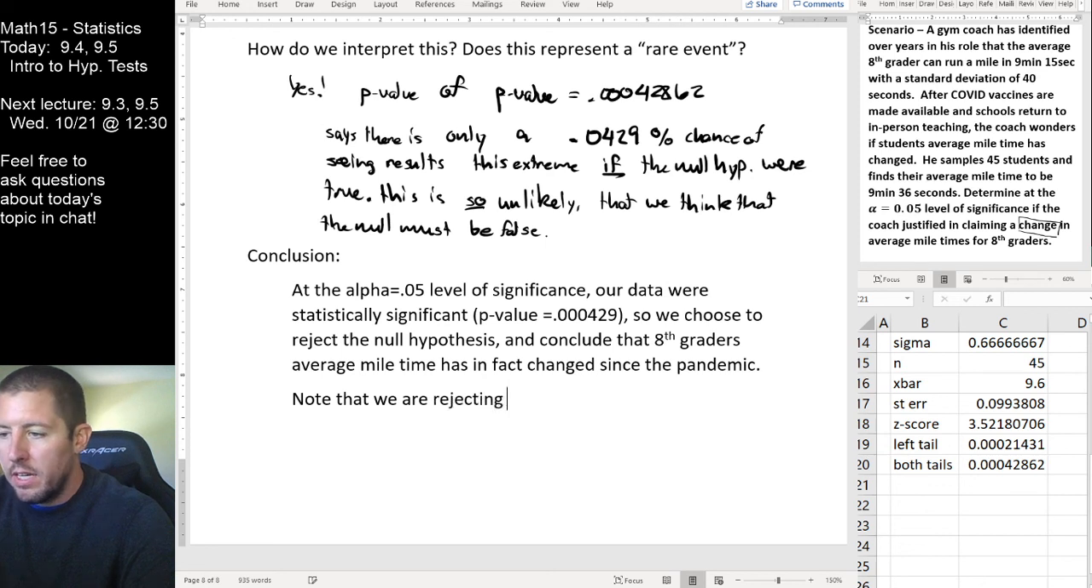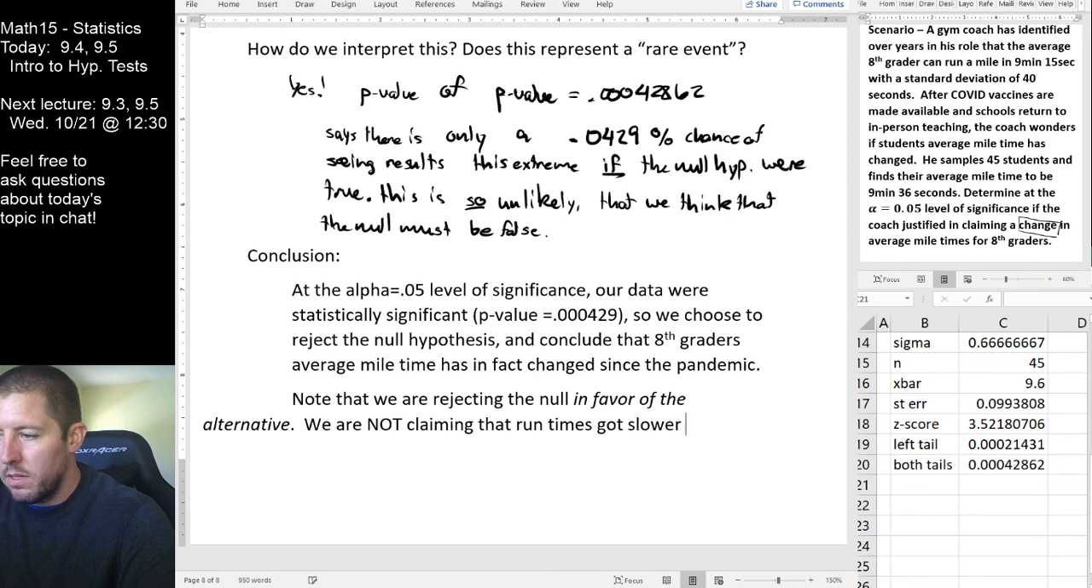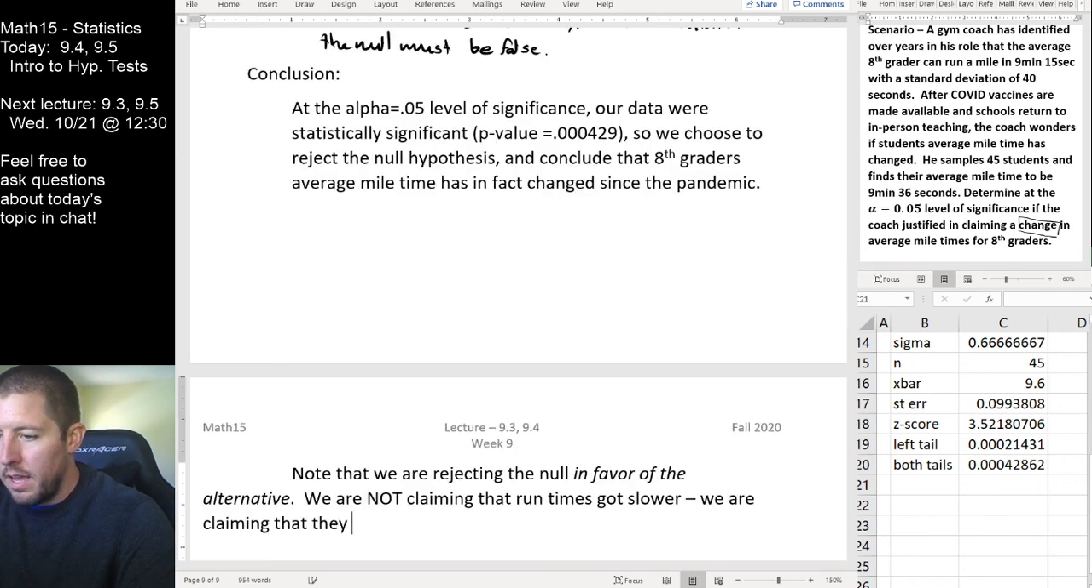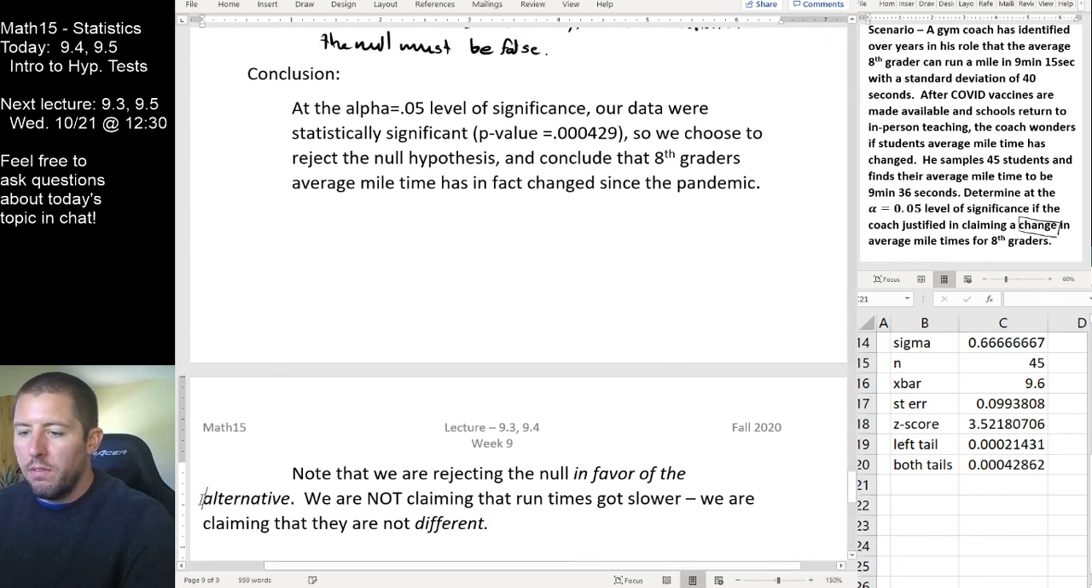Notice that we are rejecting the null in favor of the alternative. We are not claiming that run times got slower. We are claiming that they are now different. Notice that if we would have claimed slower instead of different, that would have affected our alternative hypothesis.